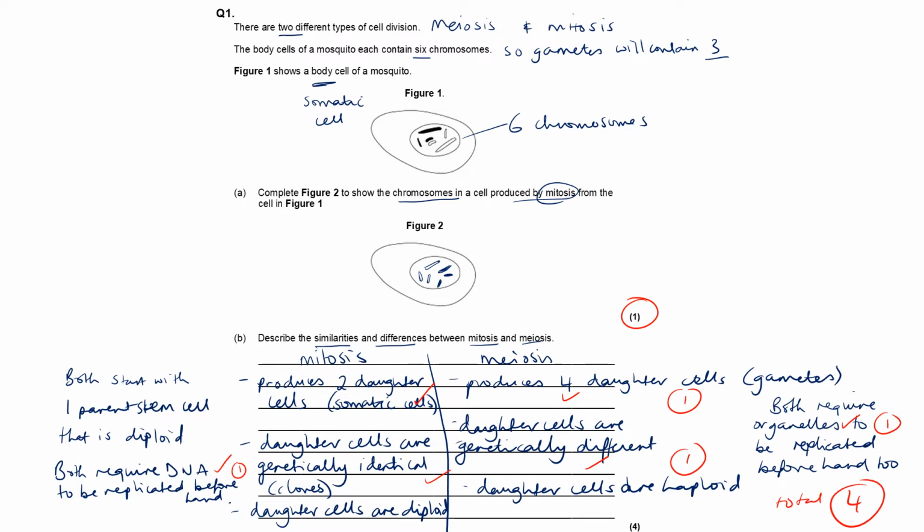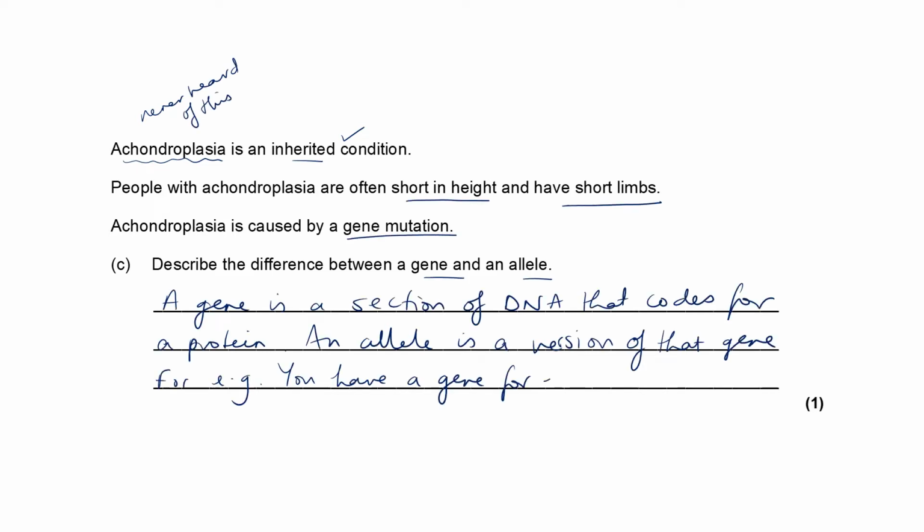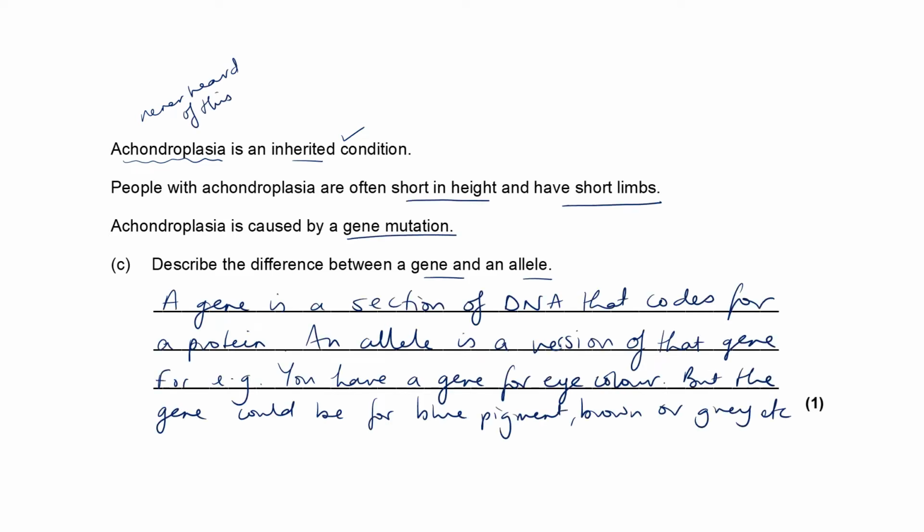The next question: achondroplasia, which I've never heard of, is an inherited condition. Now, that's fine if I've never heard of it, because it means it's an application question, which I'm going to see a lot of those types of questions on the higher tier. So people with achondroplasia are often short in height and have short limbs.